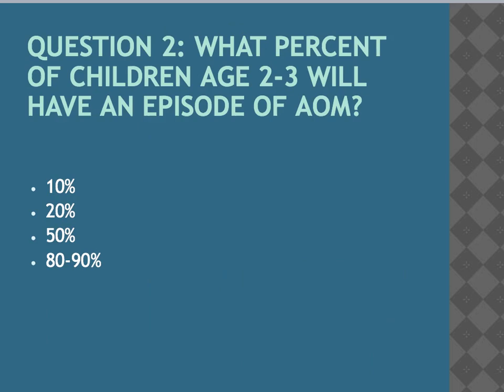Question 2. What % of children by ages 2 to 3 will have an episode of acute otitis media? This one you should definitely know by now, and if you picked 80 to 90%, you were correct.